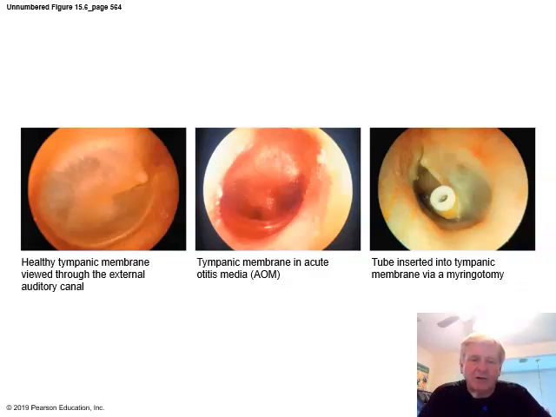When you have severe acute otitis media and as you start having a discharge, chronic otitis media, then sometimes they have to drain that fluid on the other side of the membrane. And that's when tubes have to be inserted into the tympanic membrane. That's called a myringotomy.